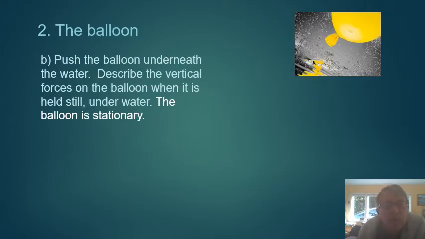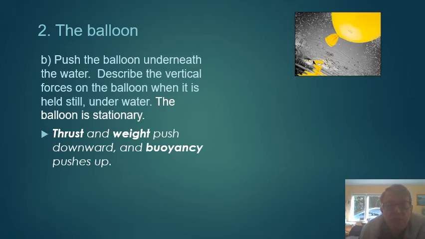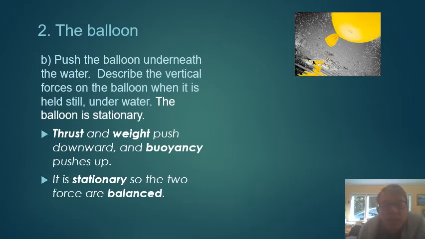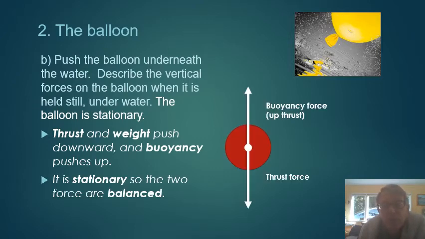What about pushing the ball underneath the water? It's a bit tricky to do it with a big balloon. You need a lot of water, but it can be done. And describe the forces. Now this time, again, the ball is stationary, and the two forces are thrust because you're pushing it down, and weight as well because it has some weight. So there's two forces going downwards, and there's buoyancy again going upwards. It's stationary again, so the forces must be balanced.